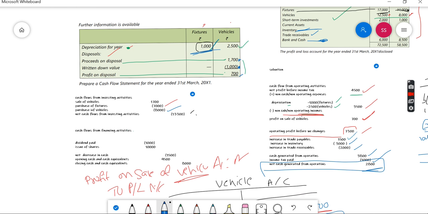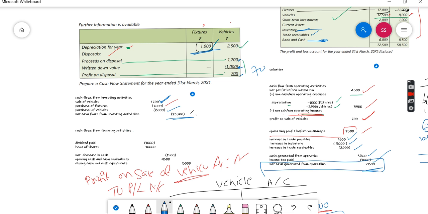Vehicles 8000, and sale of vehicle is 1700. So this is the actual money. We have to take 1700 only here, because that is the money we have received. Cash 1700 came in, so we should not minus 1000, and we should not consider only 700, because we got a cash inflow of 1700, so that way we need to consider 1700. So if you do plus and minus, you will get 13,300.